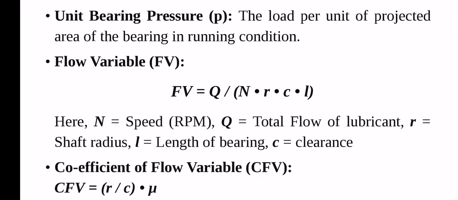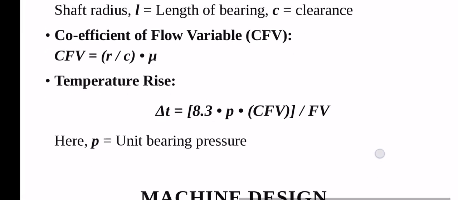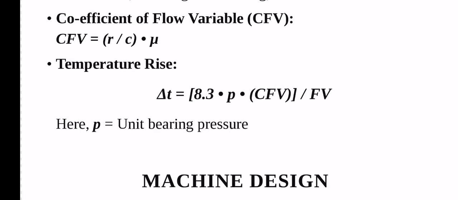Flow variable: Q by N into r into c into L. Here N is speed in rpm, Q is total flow of lubricant, r is shaft radius, L is length of bearing, c is clearance. Coefficient of friction variable CFB. CFB is equal to r by c into mu. Temperature rise delta T is 8.3 into P into CFB by FB. Here P is unit bearing pressure.